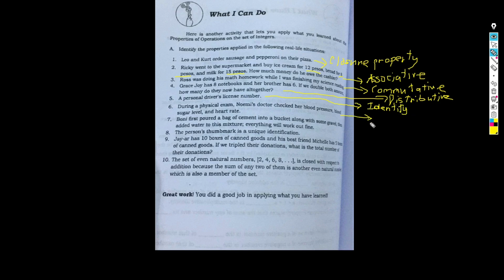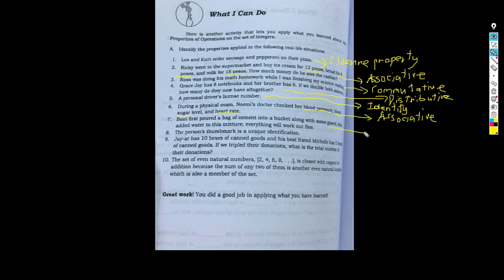Okay, here. During a physical exam, Noemi's doctor checked her blood pressure, blood sugar level, and then heart rate. So we can also do this one, the associative property, because there are three things being done here. Check the blood pressure, check the blood sugar, and then the heart rate. So we can also do the heart rate first, and then the blood sugar, and then do the blood pressure. So you can do the associative property here.